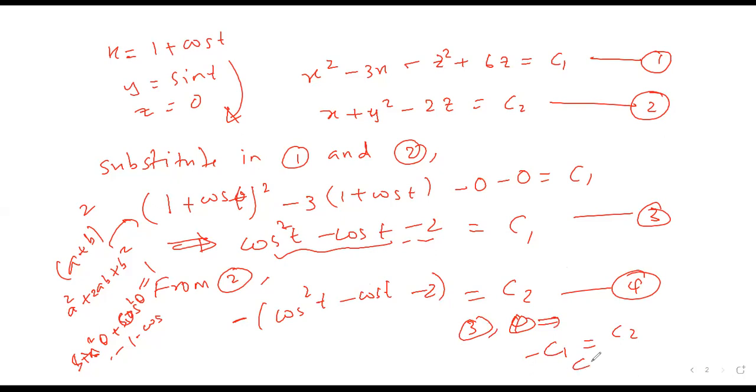Therefore, C1 plus C2 will be 0. This is our relation we have found. That means the function of C1 comma C2 will be 0. Anyway, C1 plus C2 equals 0. This is our relation we have found.